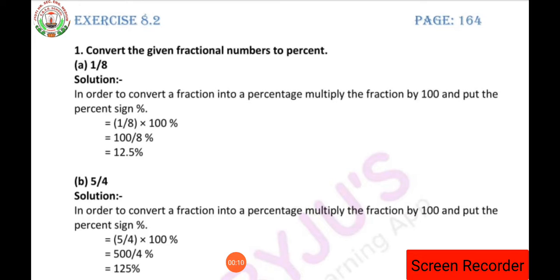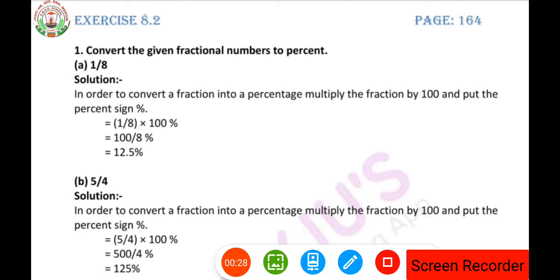Quantity. Okay, in the previous video we had done the revision of exercise 8.1. There we had seen about ratio. Okay, now let's see what exercise 8.2 contains. So the first question is, convert the given fractional number to percent.